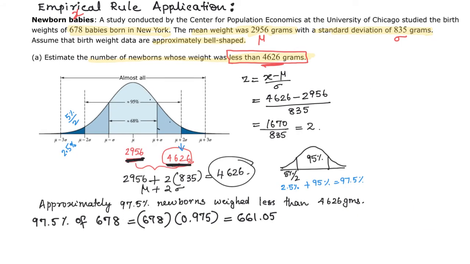Now find 97.5% of the total newborns. Convert the percent into a decimal by moving the decimal two places to the left, and multiply with the total. We can conclude that approximately 661 of 678 newborns weighed less than 4626 grams.